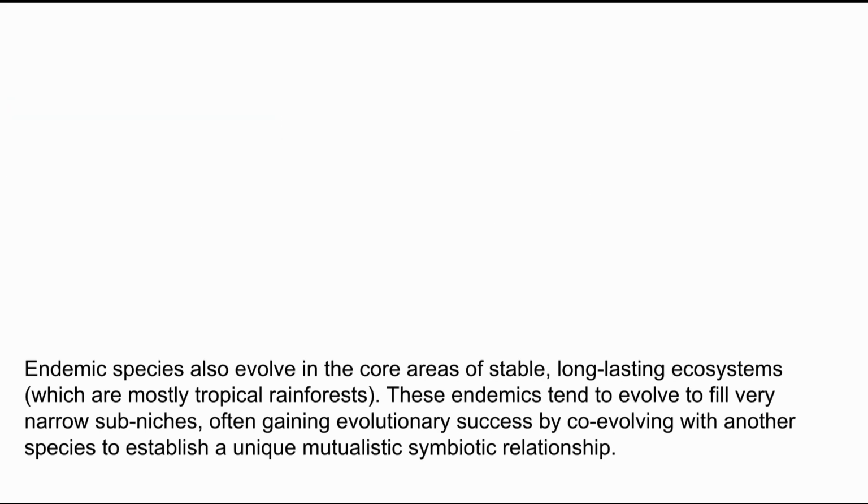So you can also get endemic species that evolve in the core areas of very stable, long-lasting ecosystems, which, let's face it, it's mostly going to be tropical rainforests because they're close to the equator, where climate change doesn't often affect the climate there as much. And these endemics tend to fill very, very specific, narrow sub-niches because of all the competition there. So they often gain their evolutionary success by co-evolving with other species in a mutualistic fashion. So you get these symbiotic relationships that are bizarre and fascinating.